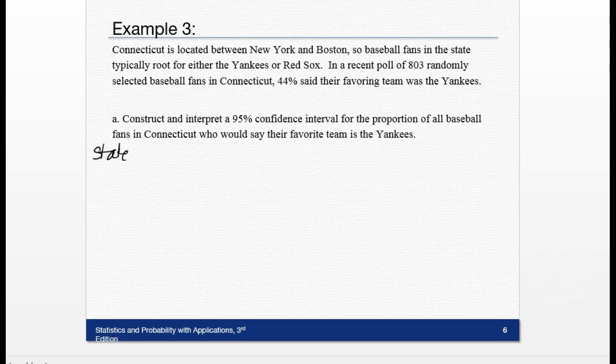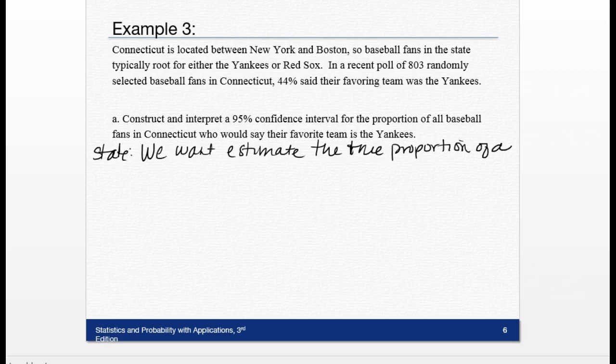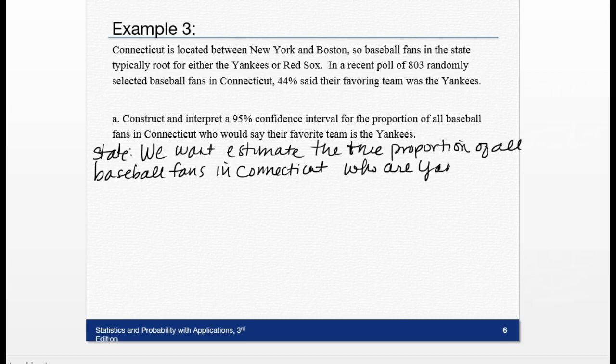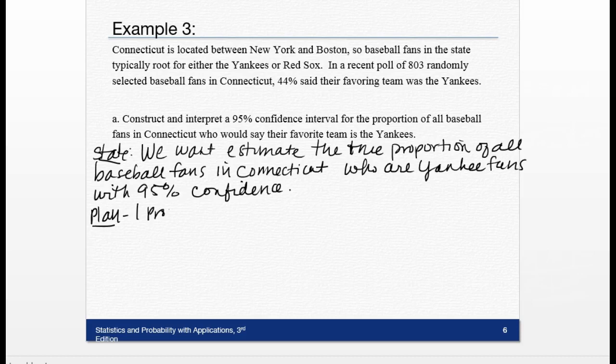So we're going to state, we want to estimate the true proportion of all baseball fans in Connecticut who are Yankee fans with what confidence level? We want 95% confidence level. All right, that's the first step. We plan it. So we're going to do a 1 proportion Z confidence interval.